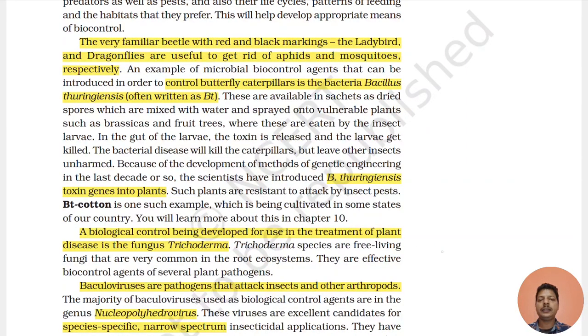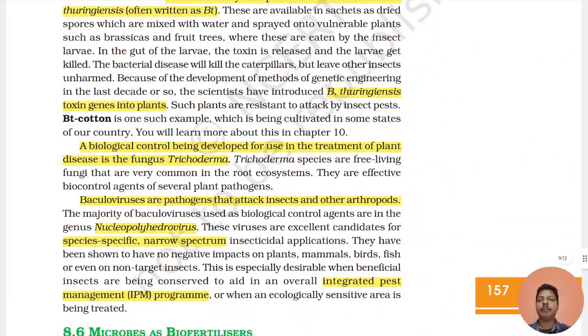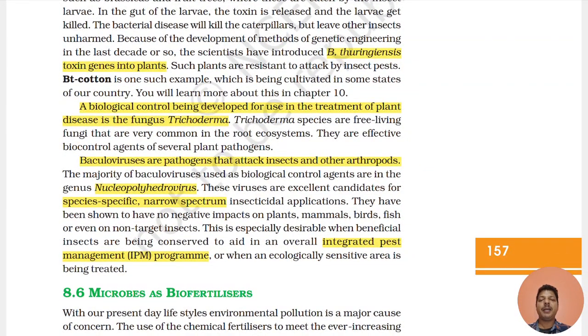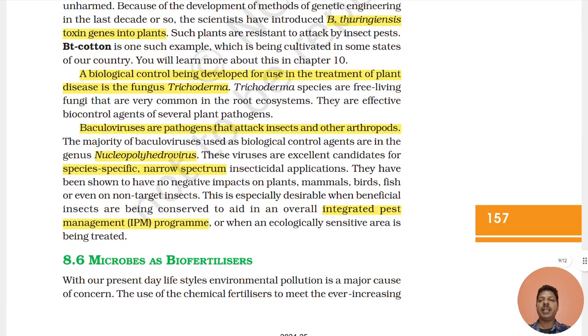Toxin genes introduced into plants such as BT cotton is an example. We will learn about this type of BT cotton plants in chapter 10. Biological control being developed for use in the treatment of plant disease is the fungus Trichoderma. Trichoderma species are free-living fungi that are very common in the root ecosystems. They are effective biocontrol agents of several plant pathogens.